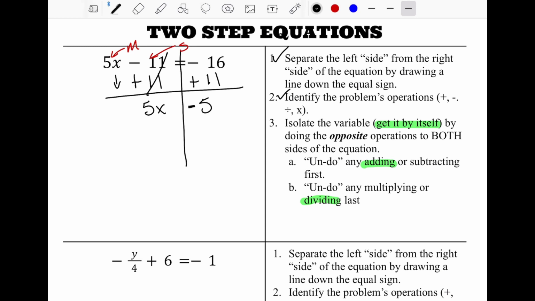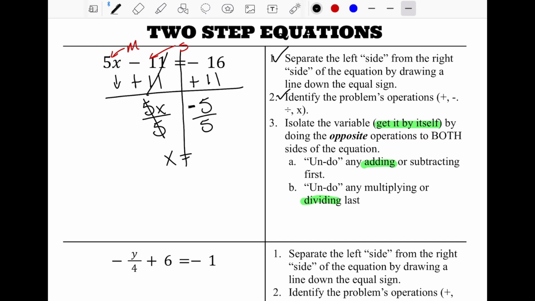Now, we took care of the adding and subtracting. Now we have the last thing, which is to undo multiplying or dividing. We just decided that because we had multiplying in the problem, the undo is going to be divide. So I'm going to divide by the number that's beside my variable. So I'm going to divide by 5 on both sides. That's going to give me x on this side because the double 5s become 1, or they go away. And then I've got negative 5 divided by positive 5.